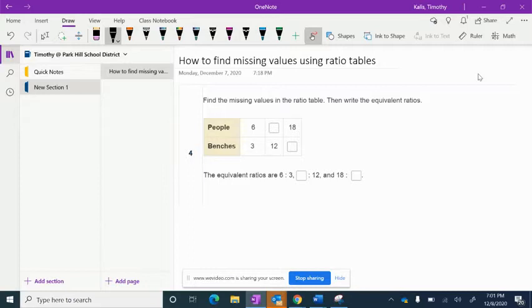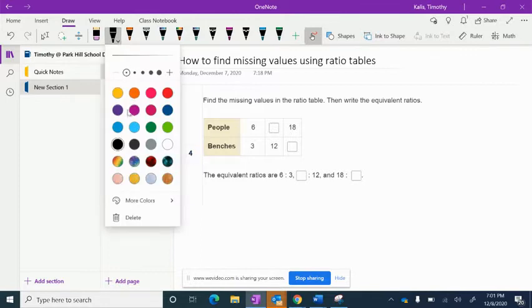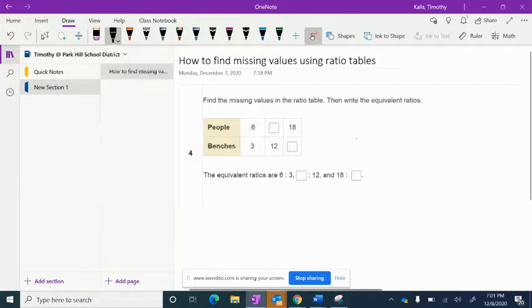Okay, in this video, we are going to find missing values using ratio tables. So this question says, find the missing values in the ratio table, then write equivalent ratios. Well, I like to treat ratios as fractions. They're nothing but fractions. So we're comparing people to benches.